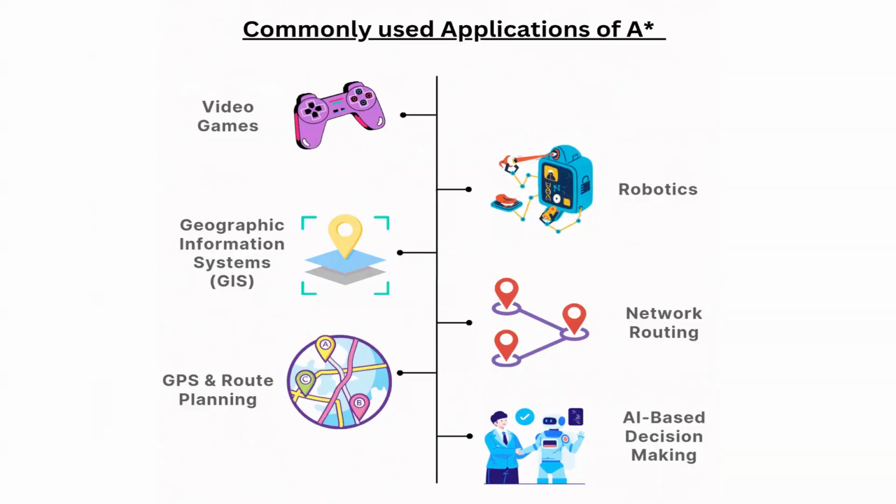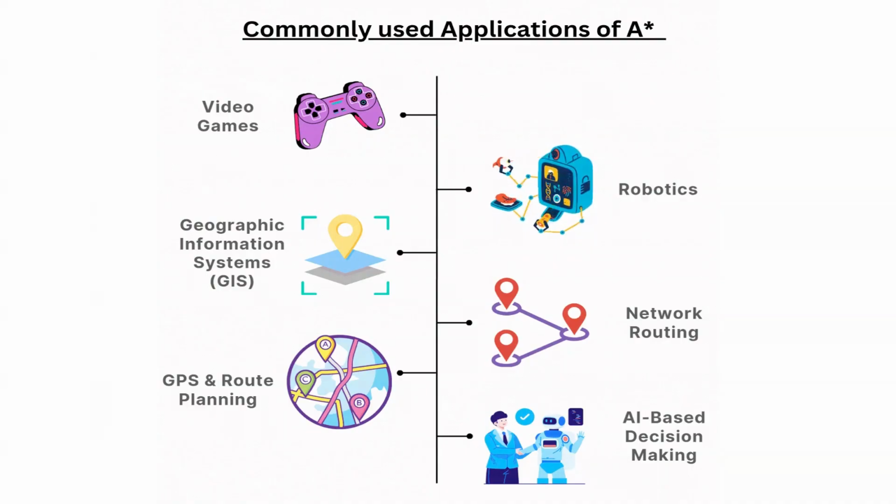So we have the GPS routing system. Third, we have the Geographic Information System, GIS. A-star supports terrain navigation and geospatial applications by finding optimal travel paths. It is also used in environmental modeling, such as wildfire spread predictions. Then network routing: A-star helps to optimize data packet routing in computer networks, improving performance and efficiency.